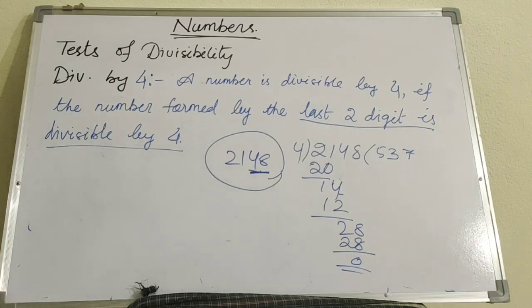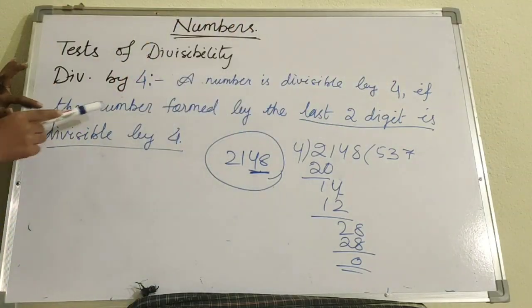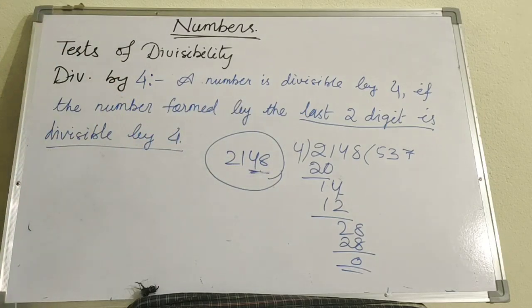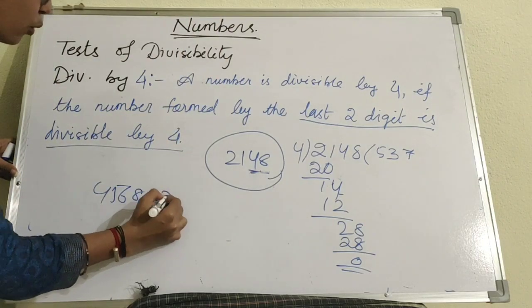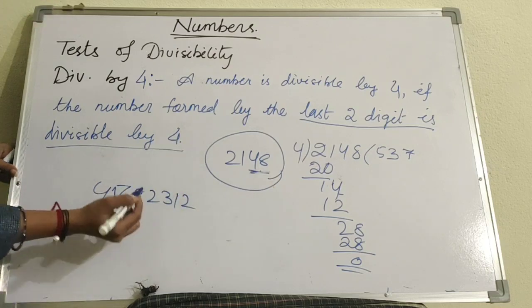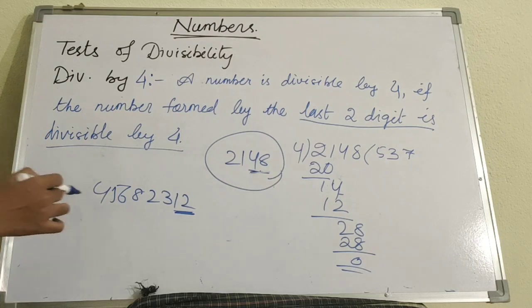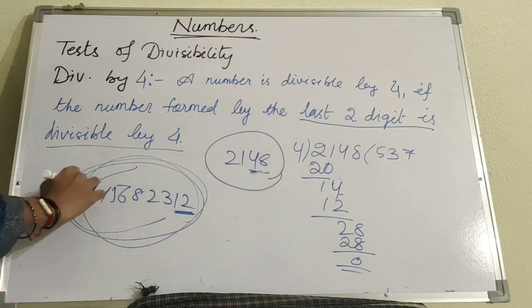So the rule is a number is divisible by 4 if the number formed by the last two digits is divisible by 4. Means in any number, if the last two digits are divisible by 4, that means the number is divisible by 4. Any number, 4, 5, 6, 8, 2, 3, 1, 2. So the last two digits are 1, 2, 12. 12 is divisible by 4. That means this number is divisible by 4. So try this at home.